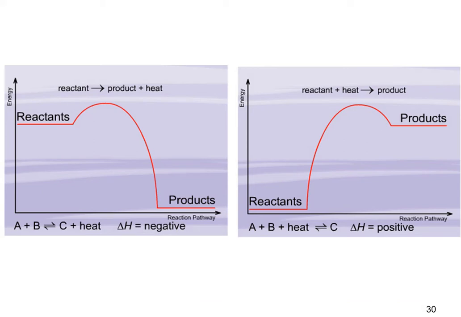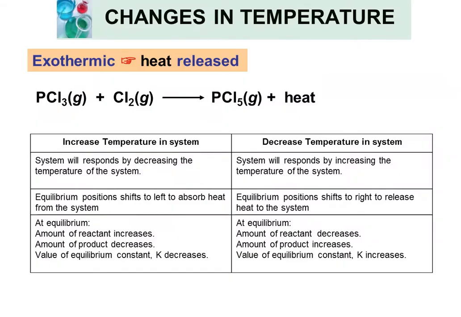Here is the reaction pathway for endothermic and exothermic reactions. For an endothermic reaction, the enthalpy of the product is greater than the reactant. That gives the delta H sign positive. Whereas for an exothermic reaction, the enthalpy of the product is lower than the enthalpy of the reactant and gives the sign of delta H negative. For an exothermic system, heat is a product.